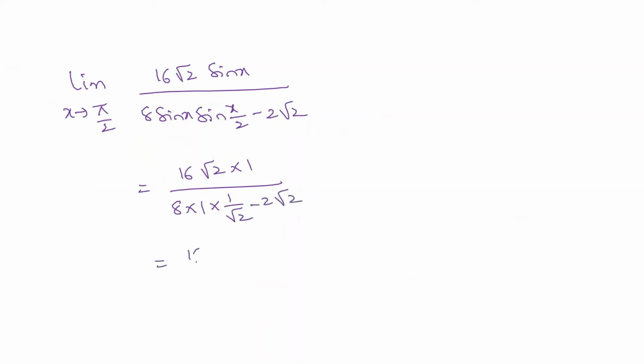If we simplify this, we get 16 root 2, and in the denominator that will be 4 root 2 minus 2 root 2, so that will be 2 root 2. Ultimately we get the answer for this question as 8. This question is completely based on the formulae of the trigonometric ratios only. It's a little lengthy calculation, but all of it is based on basic properties that we studied in trigonometry. So the answer for this question comes out to be 8.